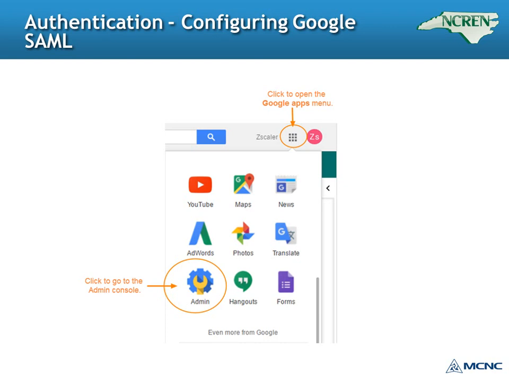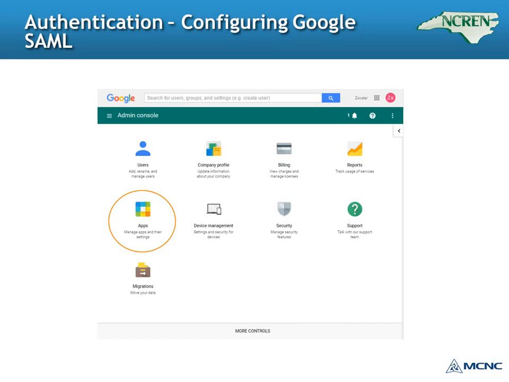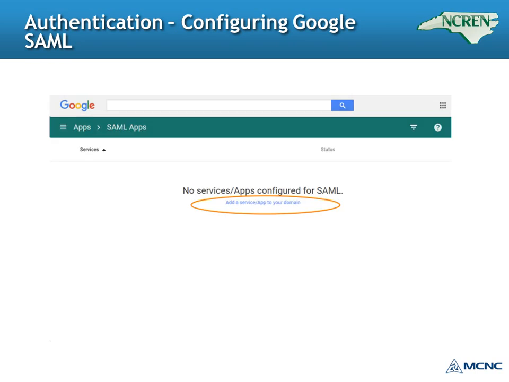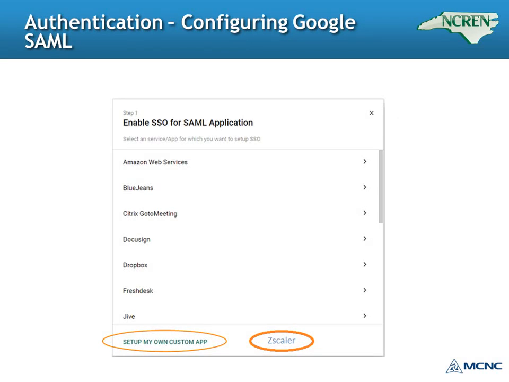The screen captures here are mostly from the Zscaler documentation, but there are a few gotchas along the way. This was a learning experience for MCNC, Google, and Zscaler tech support because the documentation was kind of sparse. So we first go into the admin console, we choose apps, we choose SAML, and we're going to add a SAML app. Okay? And the next screen will probably show Zscaler in the list. And in most of the UIs we've looked at, it does. If it doesn't, just choose Set Up My Own Custom App.